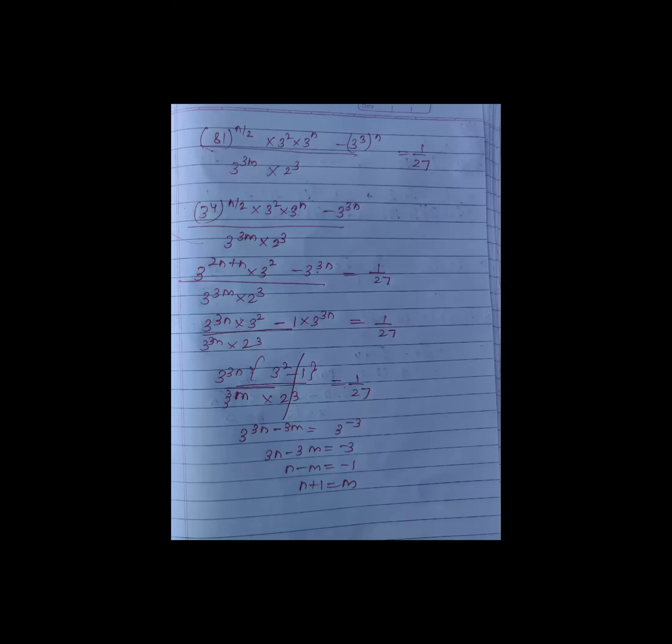See, in the place of 81 we have written 3 to the power of 4. In the place of 27 we have written 3 to the power of 3. Is that fine? Yes. Now 4 into n by 2 will become 2n. Now one term is 3 to the power of 2n and the other is 3 to the power of n. So the powers will add: 2n plus n will become 3n. If the base is the same, we can add the powers. In the third step, it has become 3 to the power of 3n into 3 to the power of 2. Is that fine? Yes, sir.